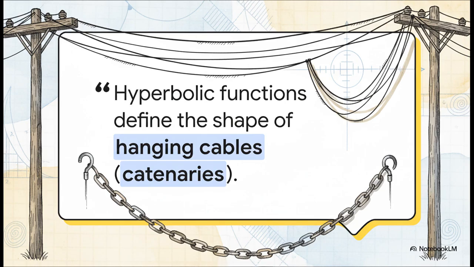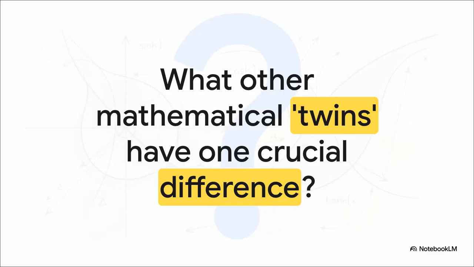And here it is. Every single time you look at a telephone wire sagging between two poles, or even a chain hanging from two points, the curve that it makes isn't a parabola. It's a special shape called a catenary, and that exact shape is described perfectly by the hyperbolic cosine function. That is its real-world power. Pretty cool, huh? So we'll end on this thought.